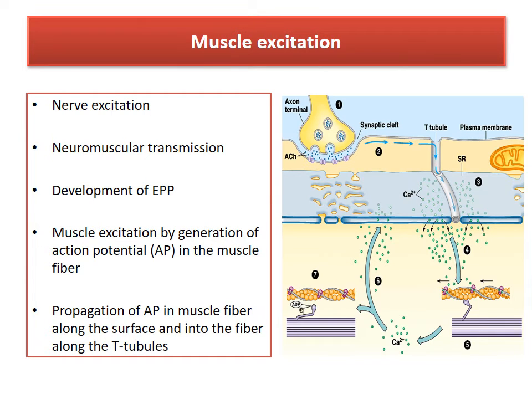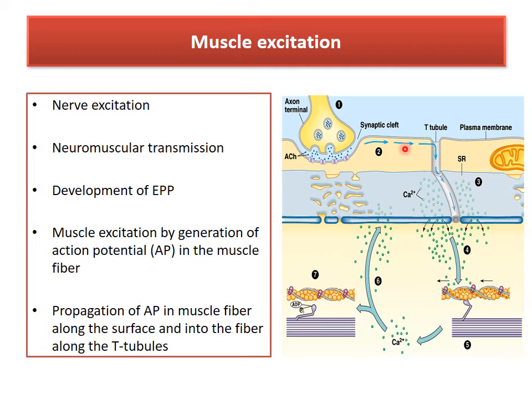Now, during the sequence of events of this process, first is always nerve excitation. Here you can see at number 1, nerve excitation. Then this excitation is transmitted to the muscle, that is known as neuromuscular transmission at the NMJ. You have done it in detail. At the motor end plate, the end plate potential is developed that causes the excitation of the muscle, generating an action potential in the fiber. You can see at number 2.